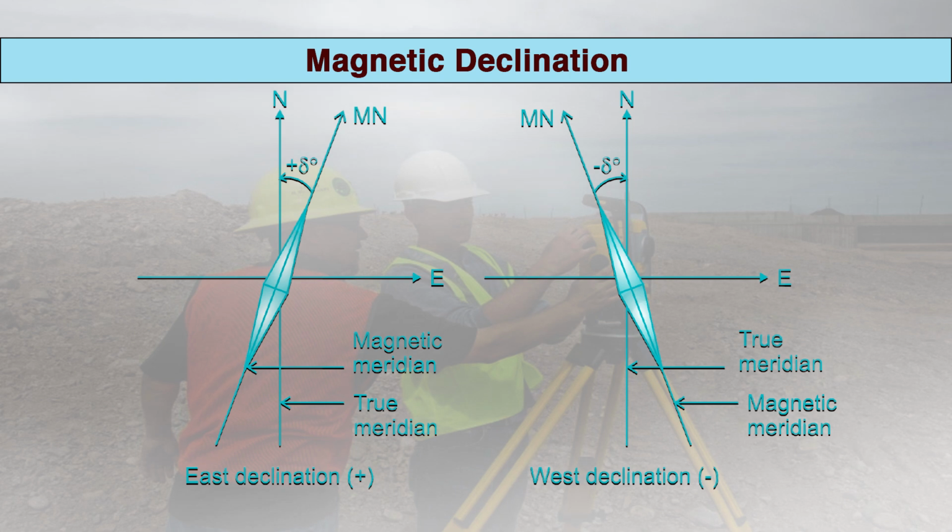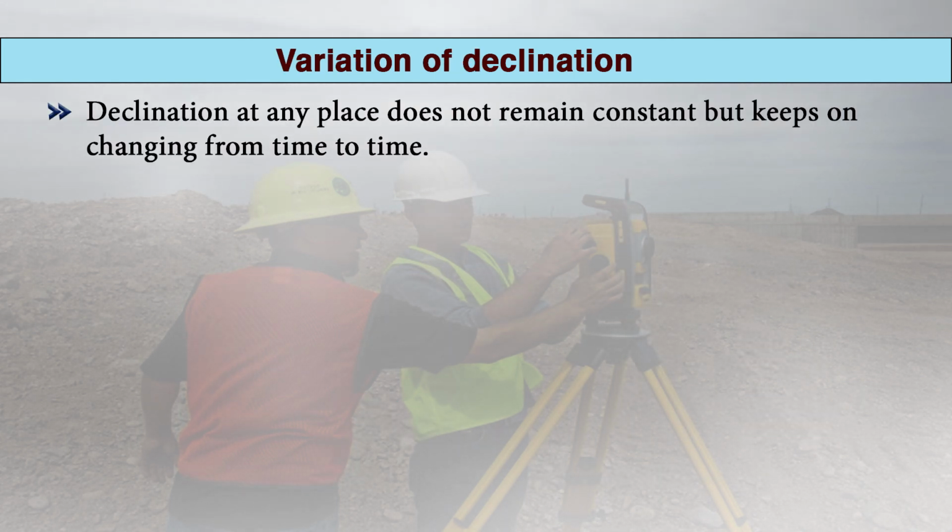Therefore, magnetic bearings are not very reliable measurements over a period of time. If over a period of time the surveyor would want to retrace the survey lines plotted by the magnetic bearings, he might find, to his utter surprise, that he is not able to. So, actually the declination at any place does not remain constant, but keeps on changing from time to time. That is why we have to study the variation of declination. So, we will be discussing what the variations of declination are.